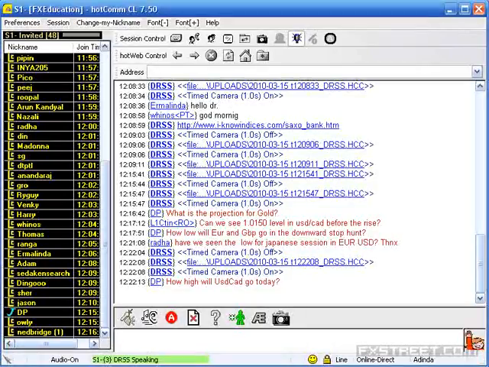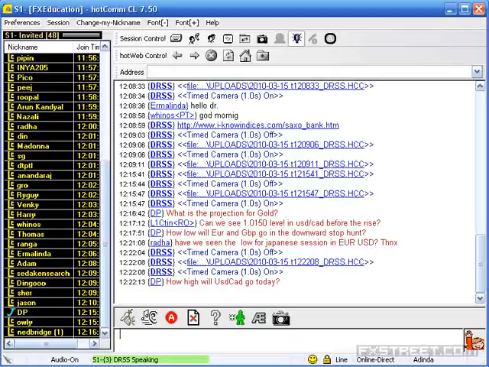Okay, what is the projection for gold? Gold is expected to again make an upward gain in this particular week. Probably it can gain up to 1150 level and then subsequently make that drop.